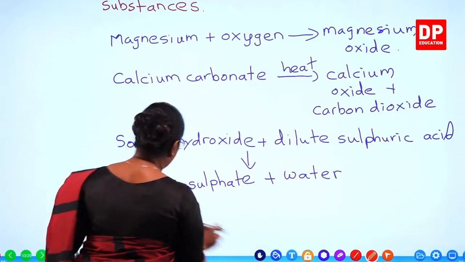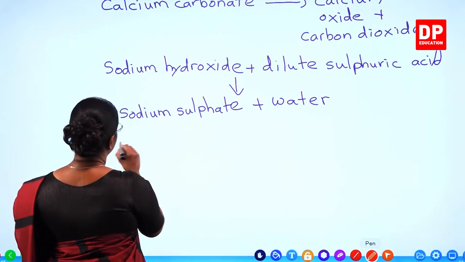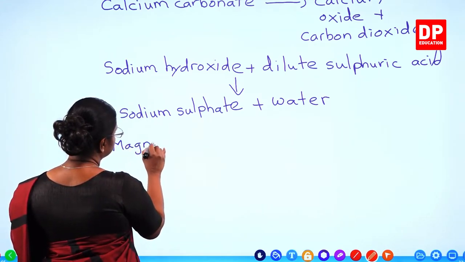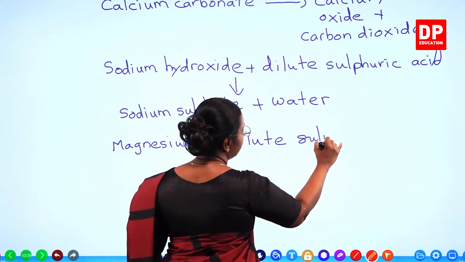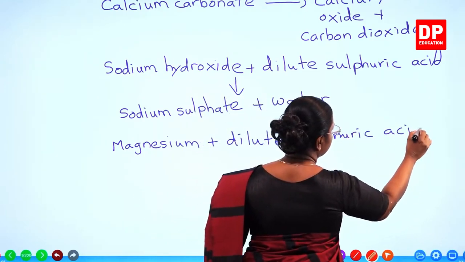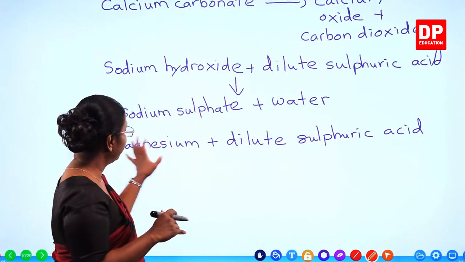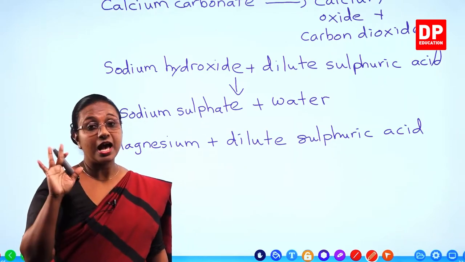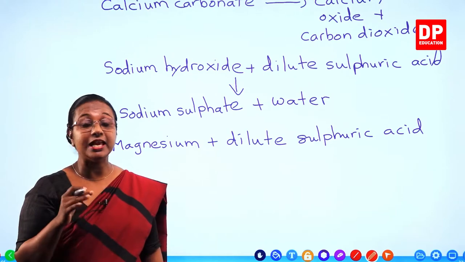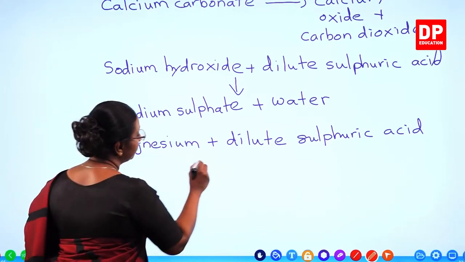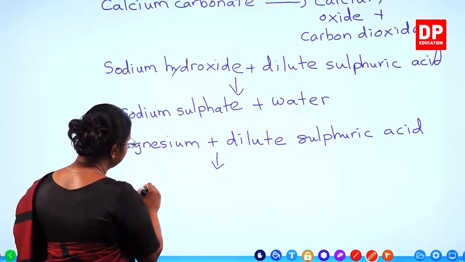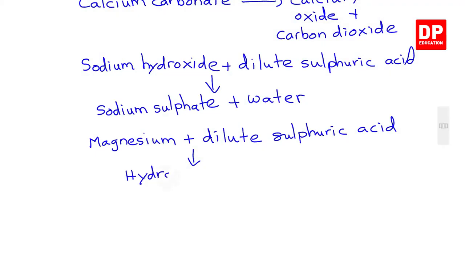The same way we had magnesium and dilute sulfuric acid. Here students, I'm just showing you all what happened with the initial substances and the new substances. I have not come to the part where we need to write chemical equations. That we will discuss in a while, a little later. So, magnesium and dilute sulfuric acid, what were the products we saw? I said liberation of hydrogen gas. So, hydrogen gas. And in addition to that, magnesium sulfate is formed.